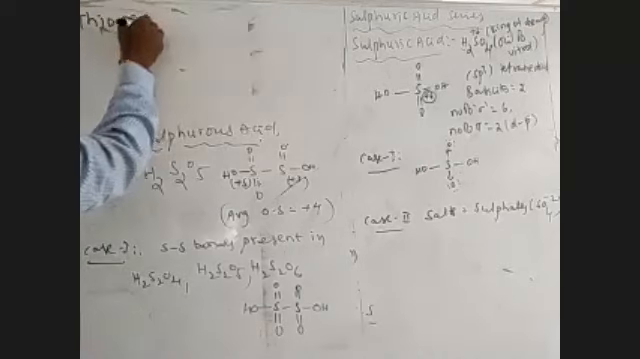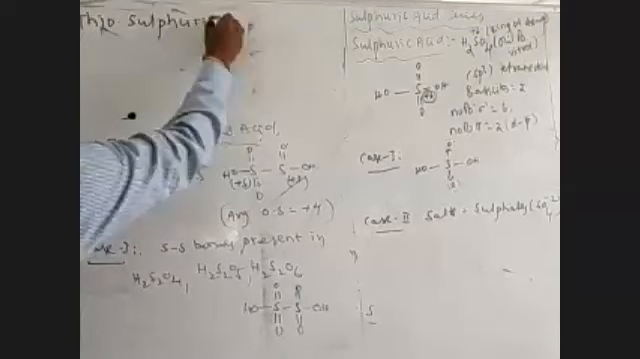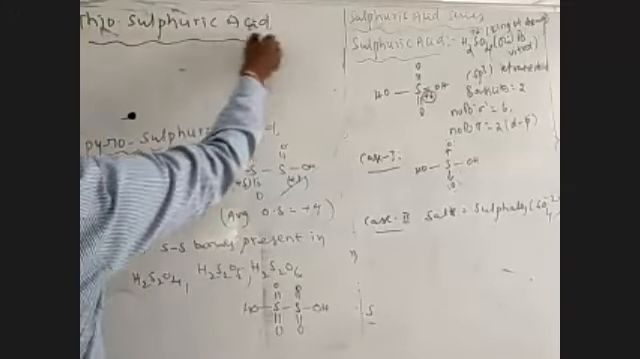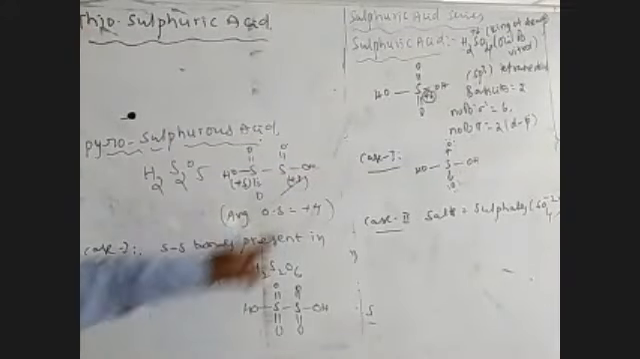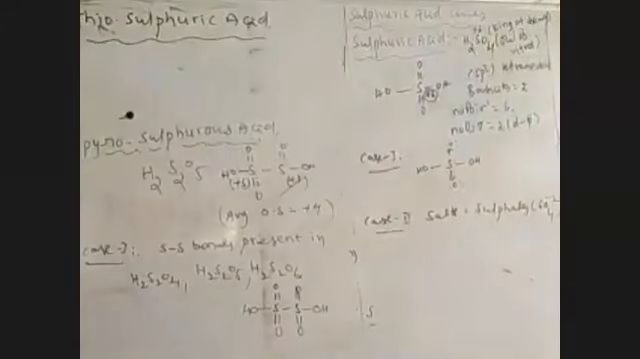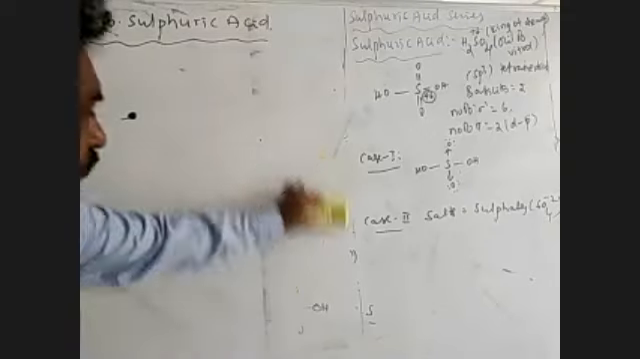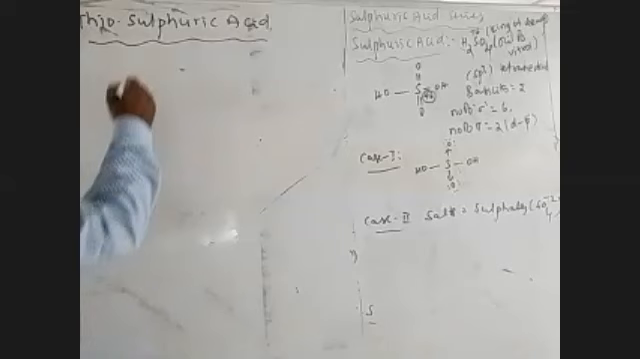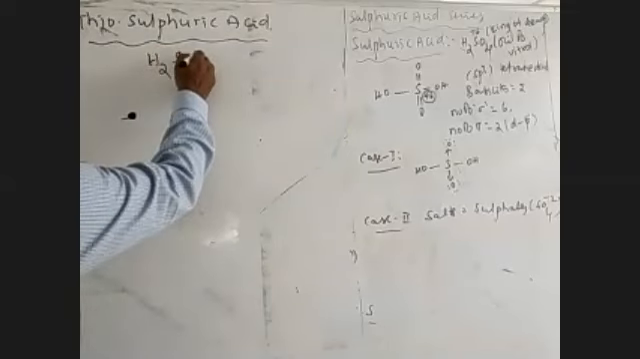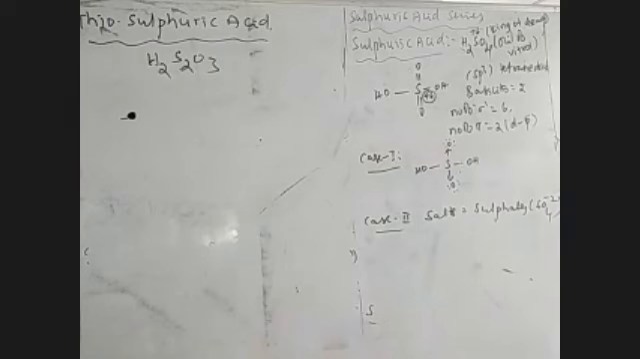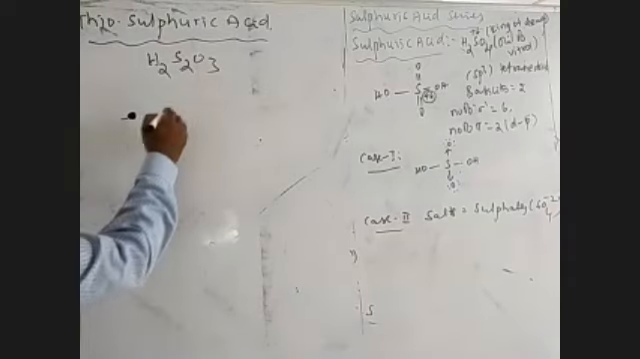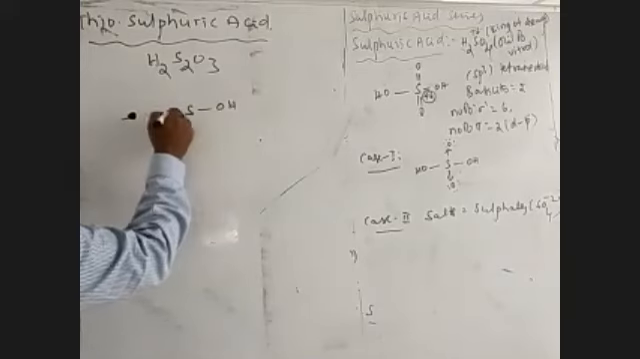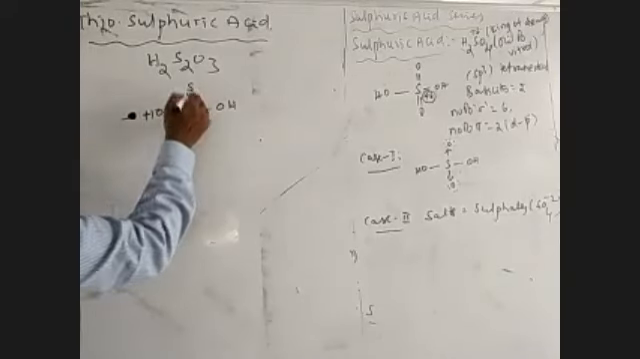Okay, the next type of acid is thiosulfuric acid. In sulfuric acid H2SO4, one of the oxygens is replaced by a sulfur atom, and it is known as thiosulfuric acid. The formula of the compound is H2S2O3. The structure is like this: S, OH, and OH, double bond S and double bond O. This is called the structure of thiosulfuric acid.